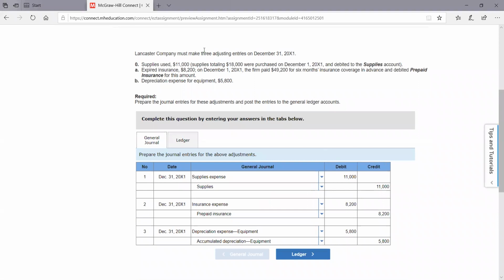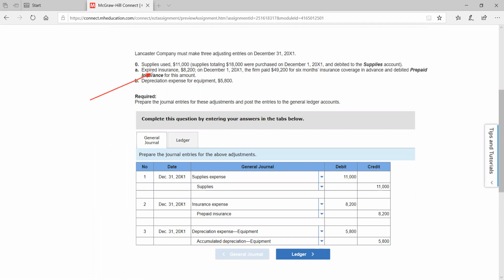Again, we got three more adjustments. We've got supplies used of 11,000. This one's pretty simple because they give you the answer. You just have to record it. So they debited supplies expense, credited supplies for 11,000. Same thing in the next one.